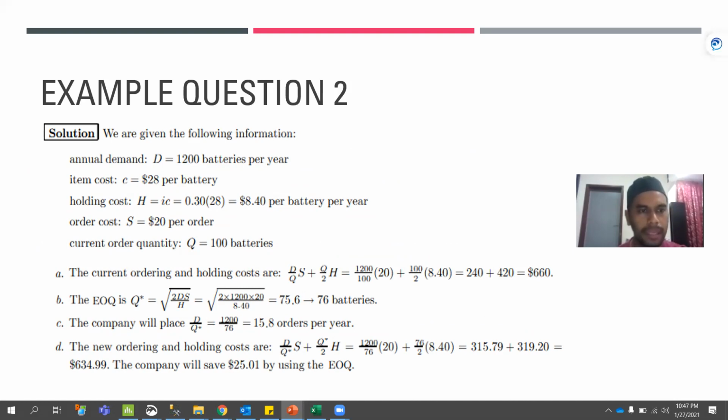So the solutions there. We are given the following information. Annual demand D equal to 1,200 batteries per year. Item cost C equal to 28 ringgit per battery. Holding cost H equal to IC equal to 0.30 times 28, and the total is 8.4 ringgit per battery per year. Order cost S equal to 20 ringgit per order. Current order quantity Q equal to 100 batteries.